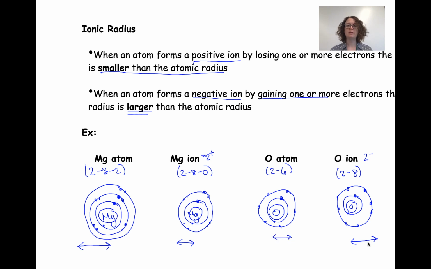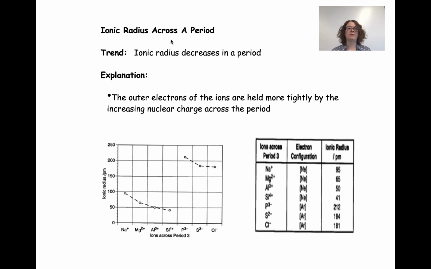And we can take a look at the trends in ionic radius as we go across the period. It's going to be a similar idea to that of atomic radius, where as we go across the period, our ionic radius decreases. Again, this is because the outer electrons of the ions are going to be held more tightly by the increasing nuclear charge across the period. So we can see this in this chart as we go from sodium to magnesium to aluminum to silicon. Our atomic radius is getting smaller. We're going to increase our protons all the way through here.